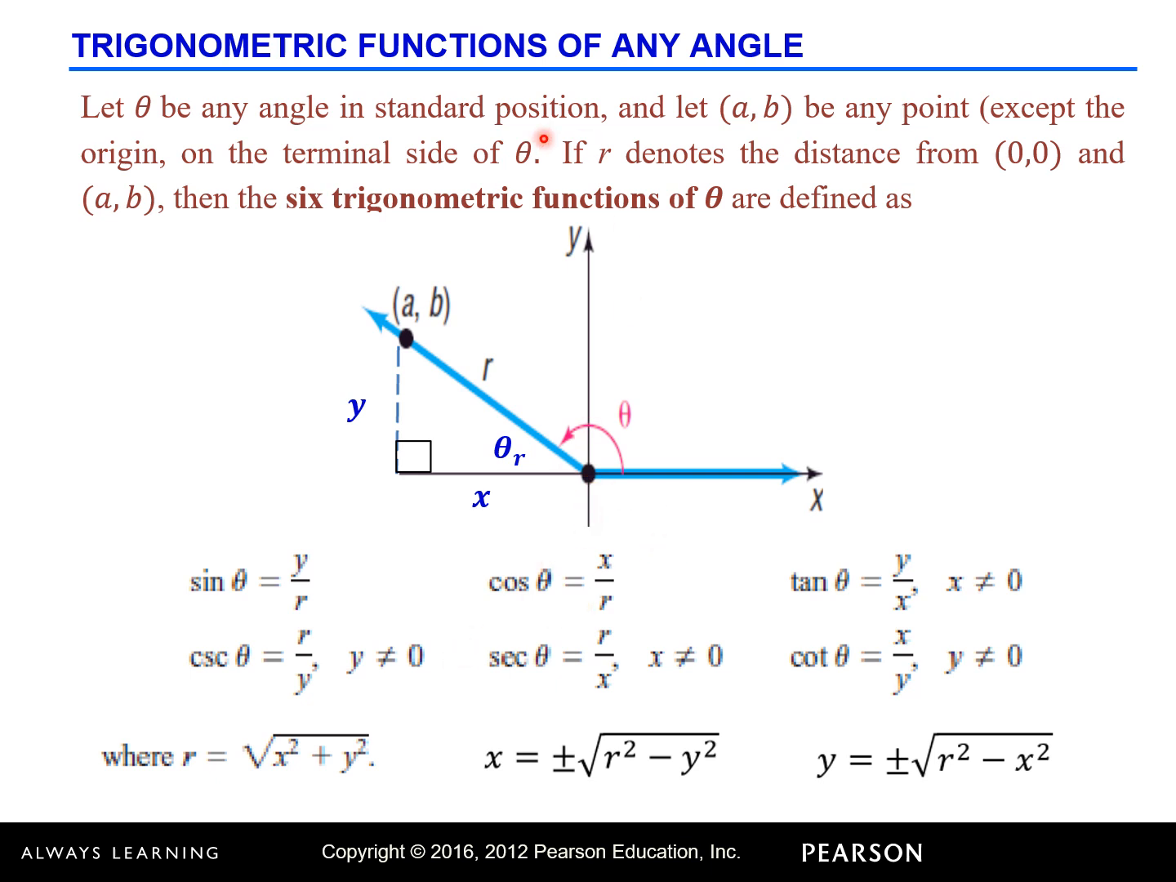So if the angle lies in any of the quadrants, either quadrant 1, quadrant 2, quadrant 3, or quadrant 4, we can use this definition of trigonometric functions, which is y over r for sine, x over r for cosine, and y over x for tangent. So this is the extension of the definition of trigonometric functions, or using the mnemonic SOHCAHTOA.